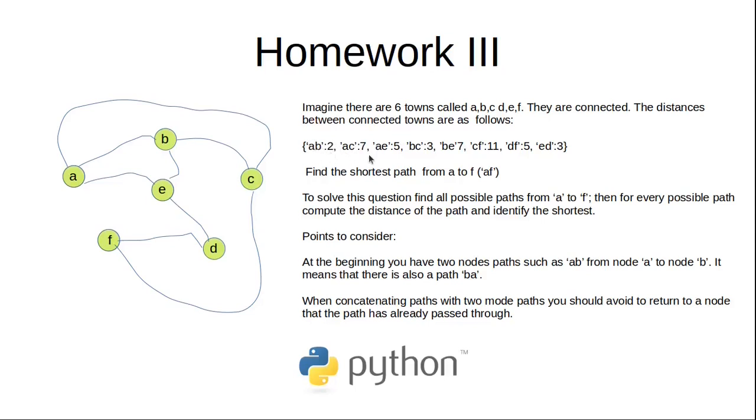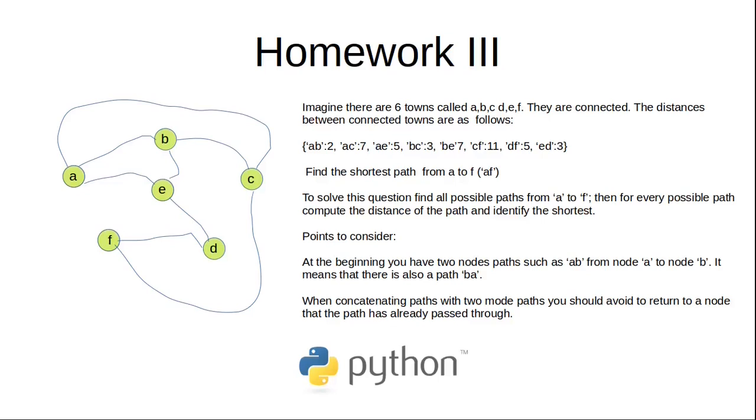AB 2, AC 7, AE 5, BC 3, BE 7, CF 11, DF 5, ED 3. Find the shortest path from A to F, that is AF. To solve this question, find all possible paths from A to F. Then, for every possible path, compute the distance of the path and identify the shortest.